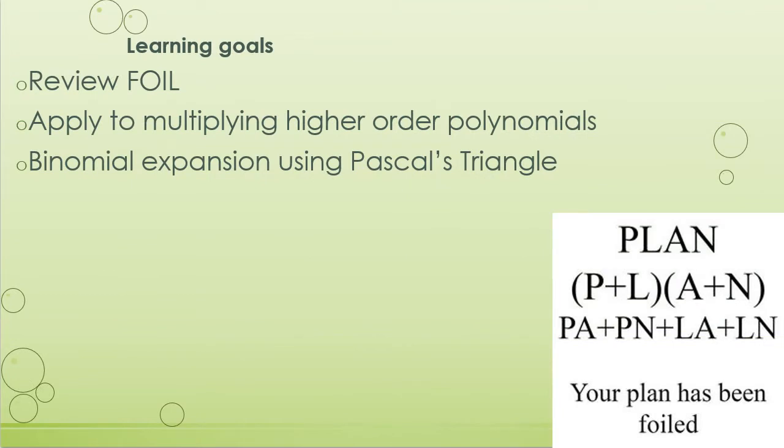Our learning goals, we have 3 of them. Review FOIL, binomial expansion. We're going to apply that to multiplying higher order polynomials. And then we're going to do binomial expansion using Pascal's triangle.